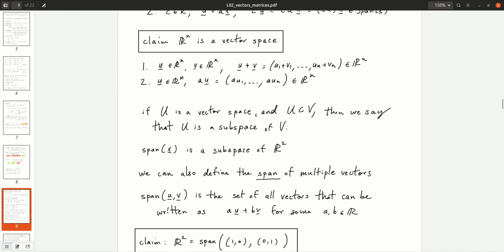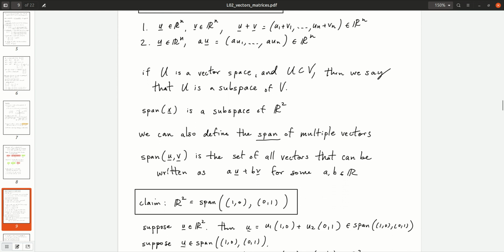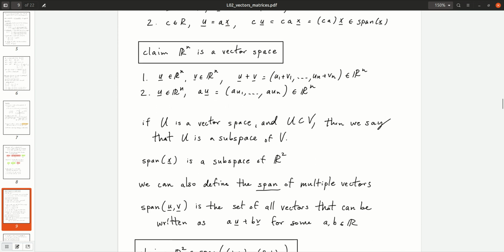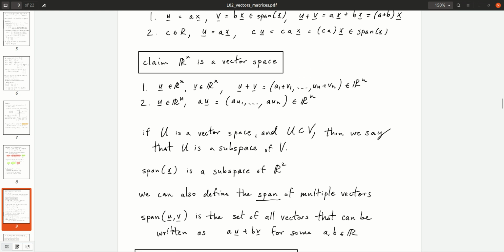All right, now let's talk about another concept called a subspace. So if we say U and V are vector spaces and U is a subset of V, then U is a subspace of V. So U and V are both vector spaces in this definition.